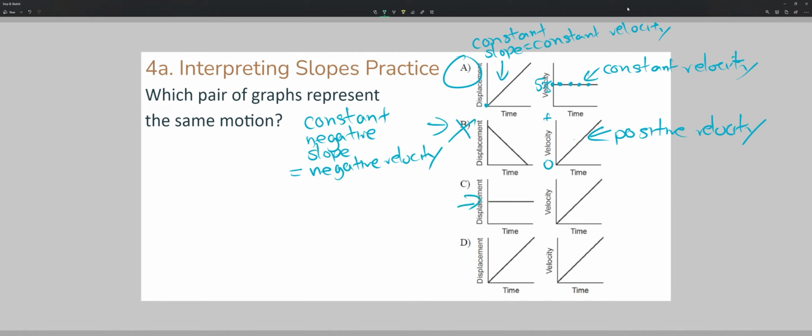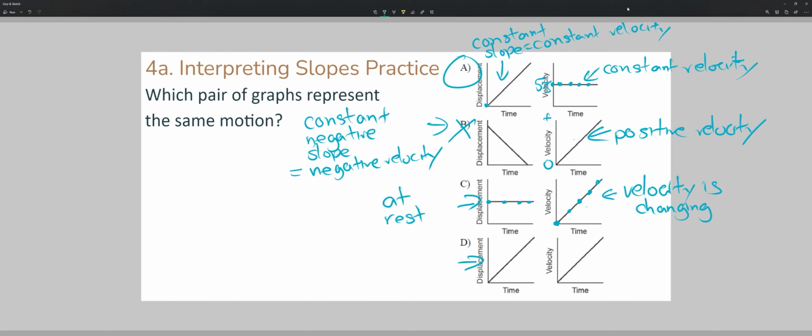C is saying that you have an object that's clearly at the same position over time. So C is saying that your object, your PT graph, says it's at rest. But if you look on your velocity time graph, you can clearly see that, sure, at the beginning my velocity was 0, but my velocity is increasing over time, so my velocity is changing here. So clearly, you're not at rest.